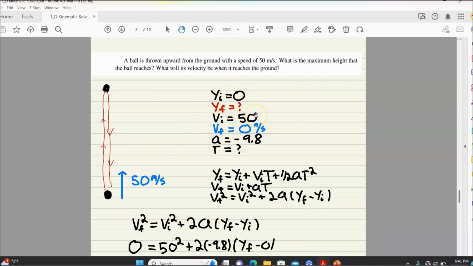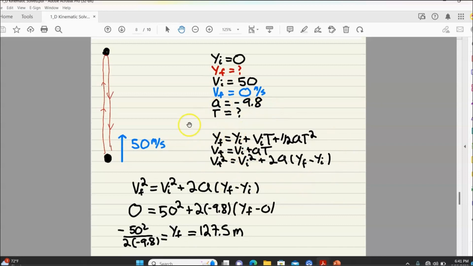Y final is unknown. That's what we're looking for. V initial is 50 meters per second. V final is 0. This is the highest point. The acceleration is negative 9.8. Time is unknown. Here are the three kinematic equations.